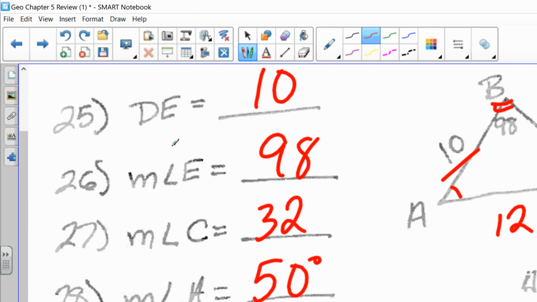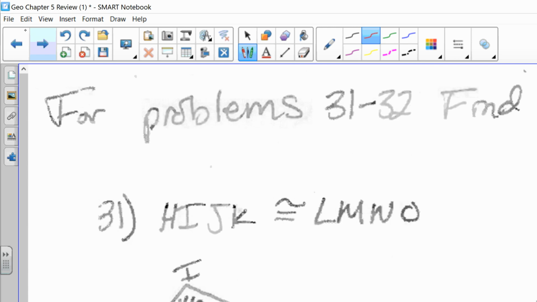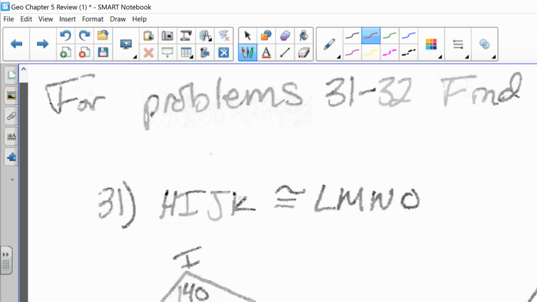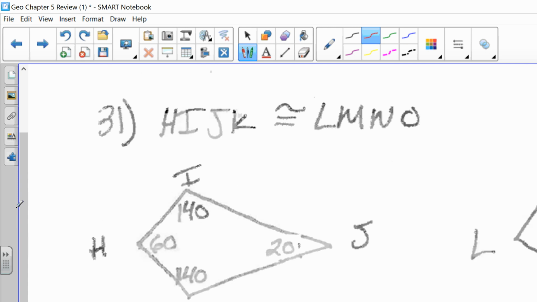Questions on this here? Questions on 31 and 32. Which one? 31? So looking at this here, what matches up? H and L are congruent. I and M. And then O and K, yes? And it's asking us to find the values of X and Y, yes?